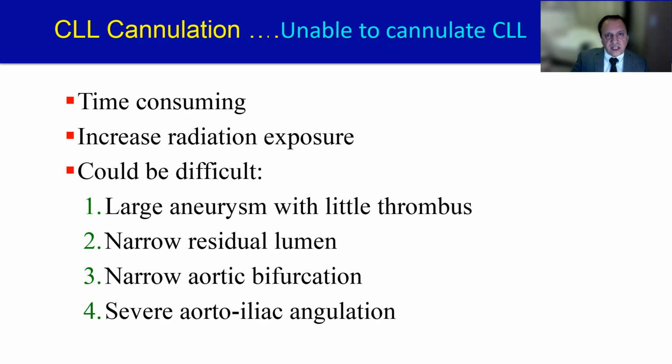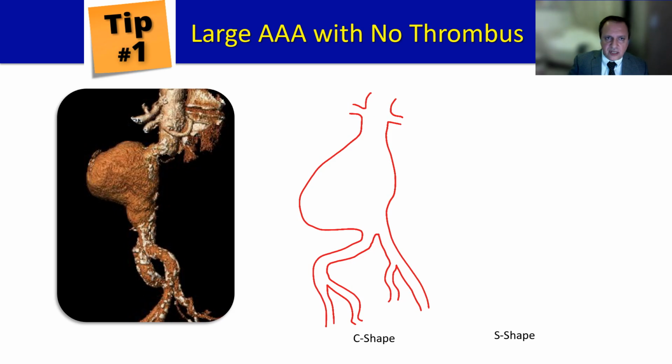The other complication is if you are unable to cannulate the contralateral limb, which sometimes could be very time-consuming and increase radiation exposure. Why could contralateral limb cannulation be difficult? If you have a large aneurysm with little thrombus, if you have a narrow residual lumen, if you have a narrow aortic bifurcation or severe aorto-iliac angulation. I'll give you some tips and tricks to make cannulation easy.